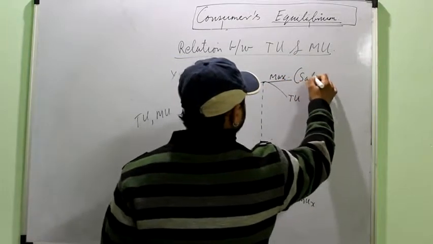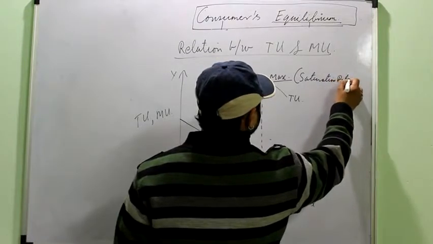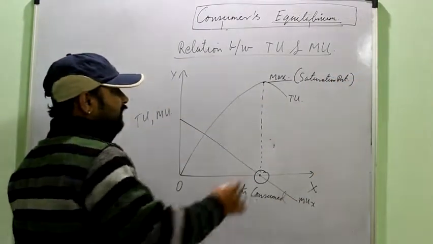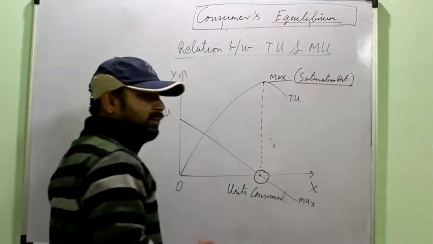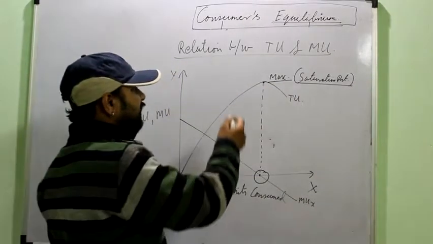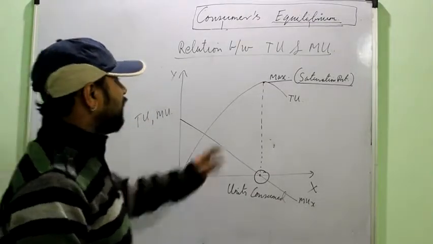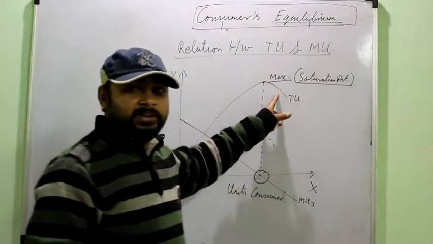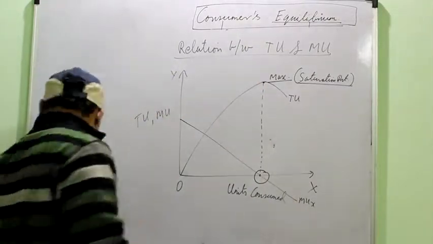This point is also known as saturation point. Means if the consumer consumes after this point, then his total utility will start decreasing. Okay, or you can say that the aim of the consumer equilibrium, which is to maximize the satisfaction, will not be fulfilled beyond this. If it is a rational consumer, he has to stop at this particular point.